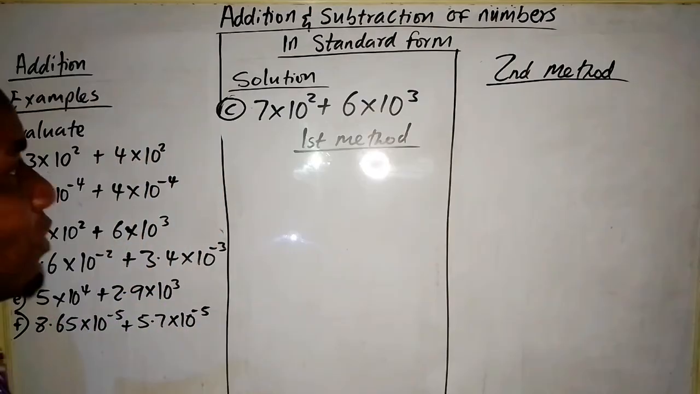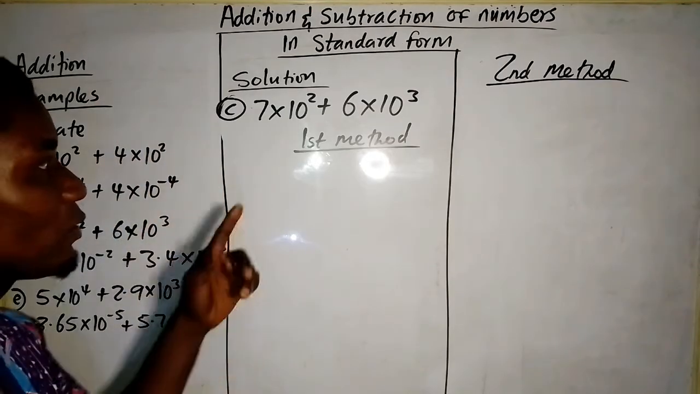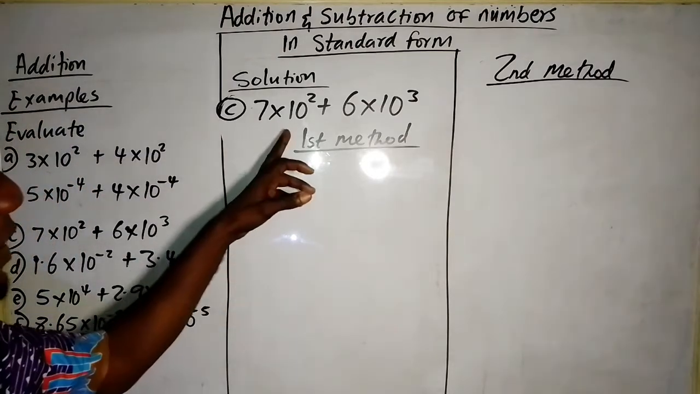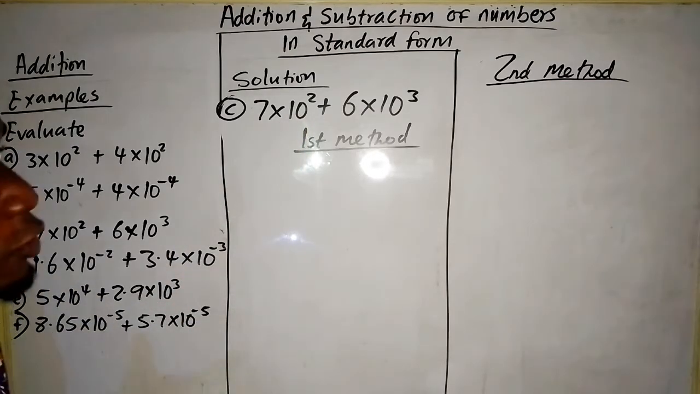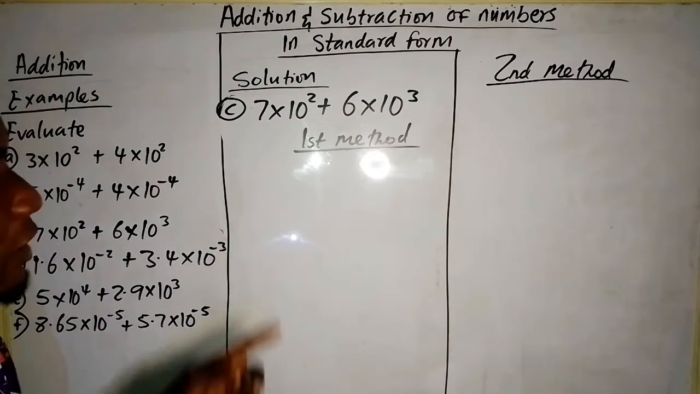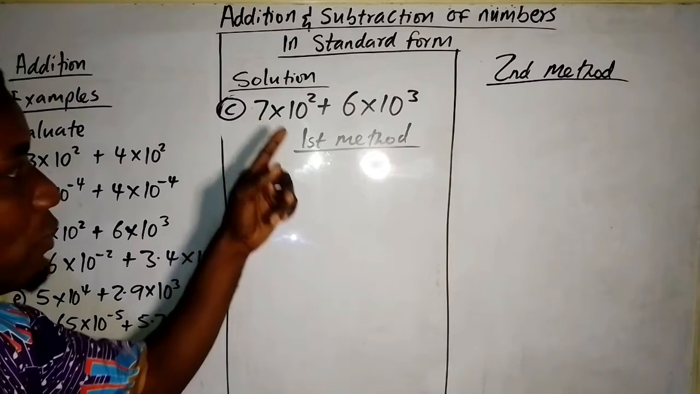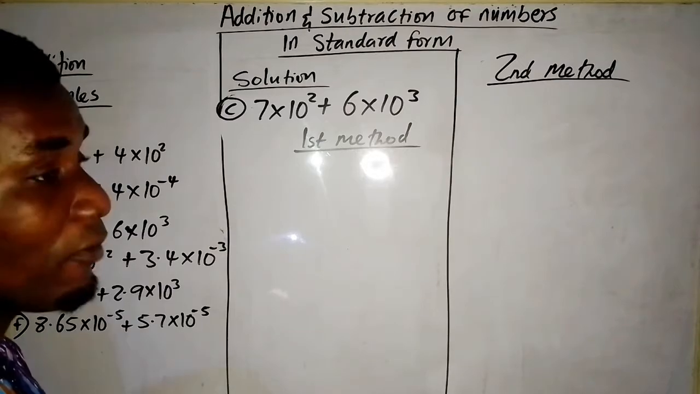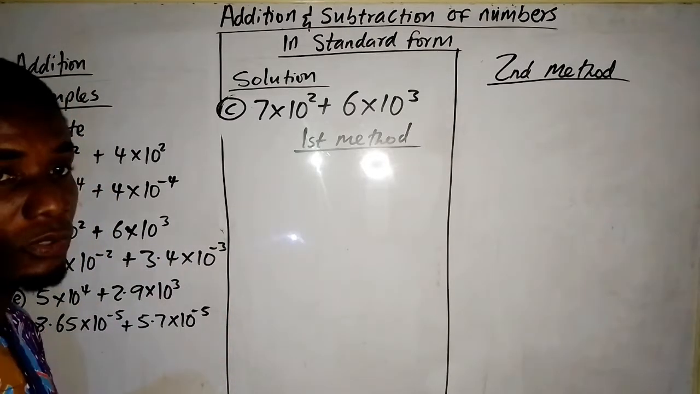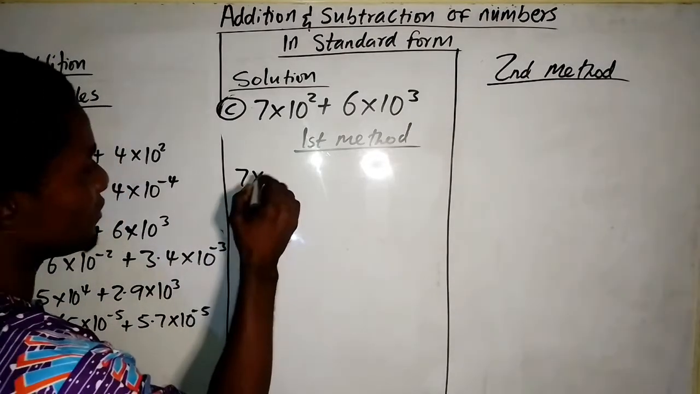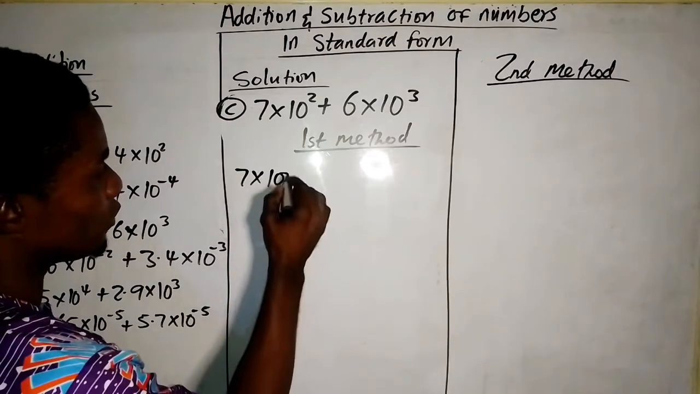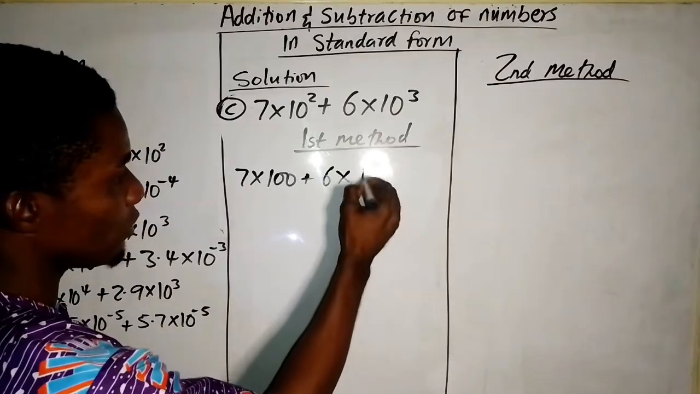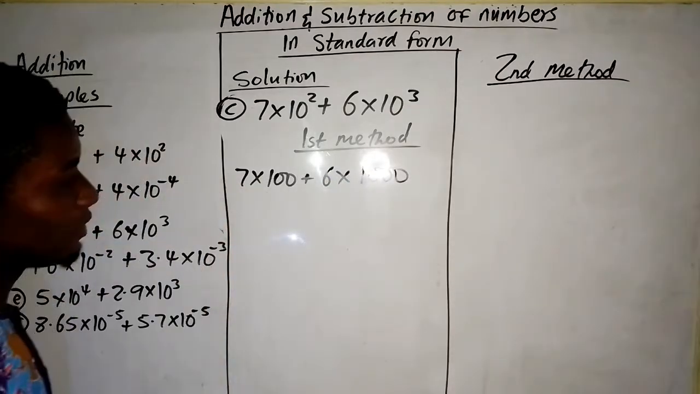So the third question says 7 times 10 raised to power 2 plus 6 times 10 raised to power 3. Now if you take a look at this question now, the base and the exponent are not the same. So all you need to do in this aspect is to adjust the base and the exponent of either of these two values given to us. For the first method, we need to change our number to an ordinary number. So we have 7 times 10 raised to power 2 is 100 plus 6 times 10 raised to power 3 is 1000. So we have it this way.